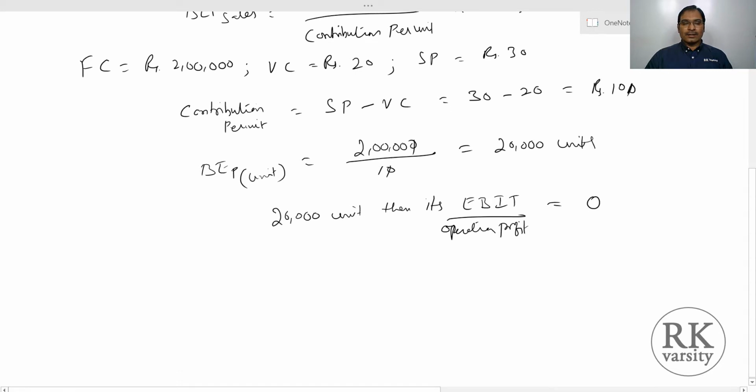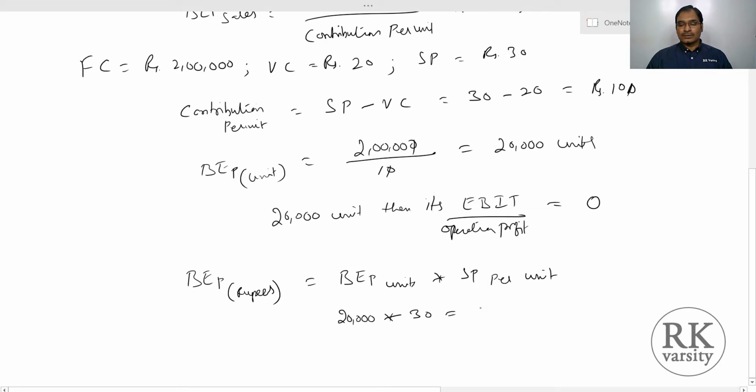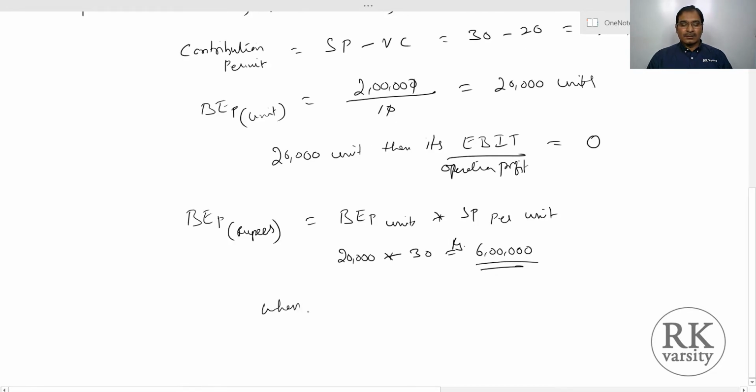Now to get a break-even point in amount or rupees, this equals break-even point in units times selling price per unit. So this is break-even units of 20,000 times selling price per unit of rupees 30. So this equals 6 lakhs. Rupees 6 lakhs is break-even sales in terms of rupees. That means when your sales equal 6 lakhs, then your EBIT or operating profit equals 0.